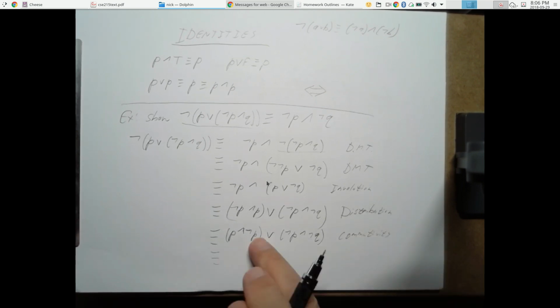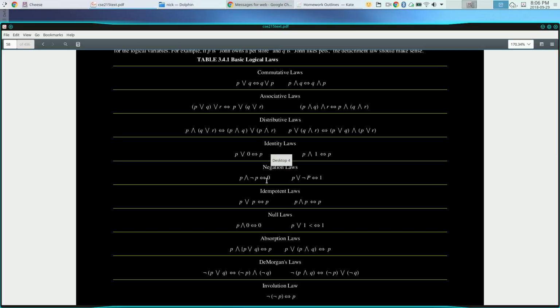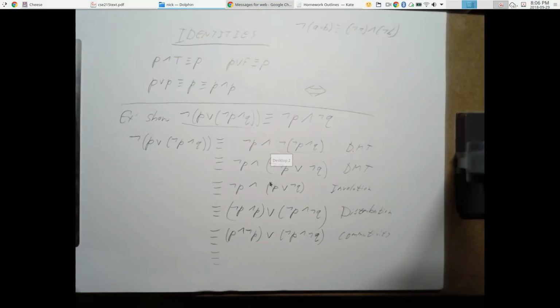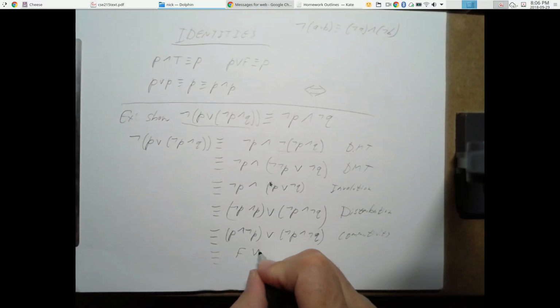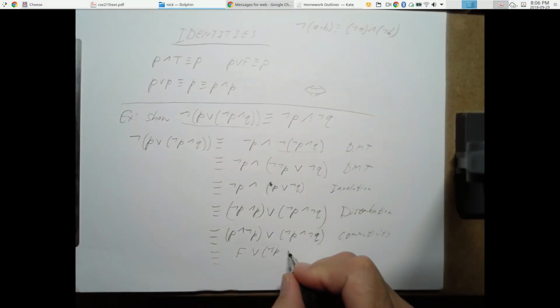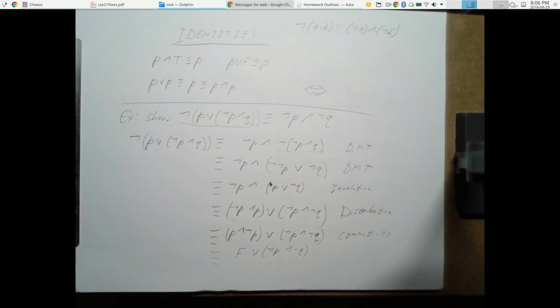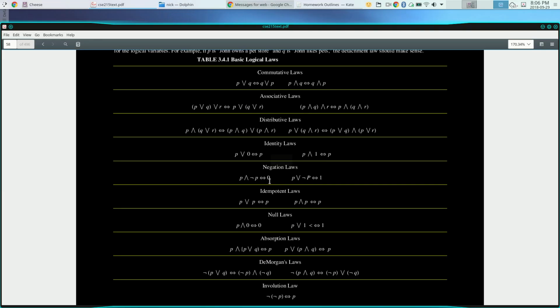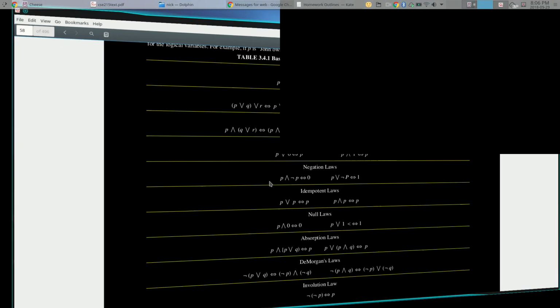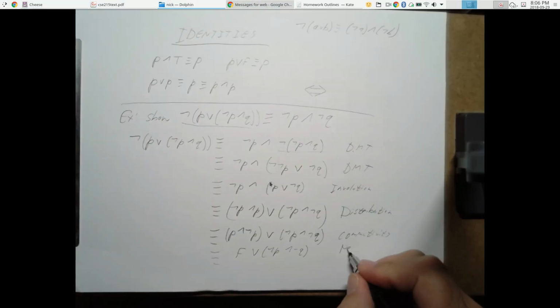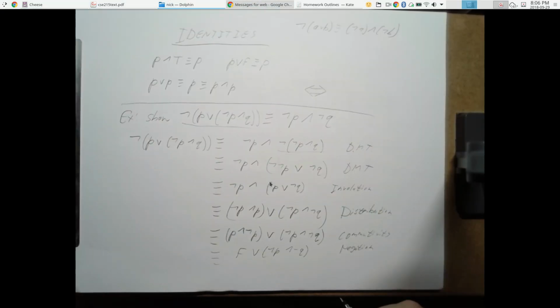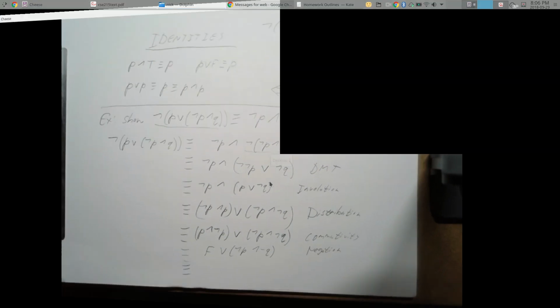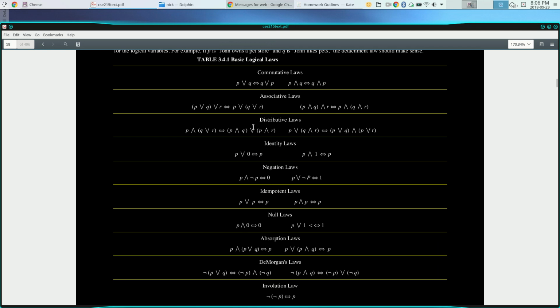Right? And now we have P ANDed with not P, and we have an identity which says P ANDed with not P is equivalent to false. So this is equivalent to false, or not P ANDed with not Q. And what was that identity called? That's called negation. And we've got one more place to go, which is false ORed with something is equivalent to the original something.